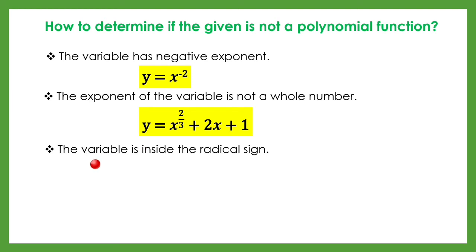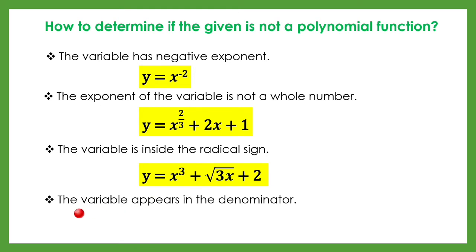Third, the variable is inside the radical sign. Kung sa loob ng radical sign may variable, ibig sabihin that is not a polynomial function. So, example, y equals x cubed plus square root of 3x plus 2. Kung mapapansin natin, meron tayong variable sa loob ng radical sign. Ito yung square root.